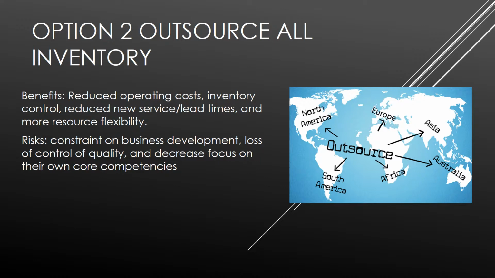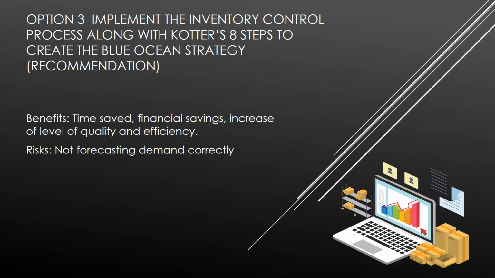Option 3. Implement the inventory control process along with Kotter's 8 steps to create the blue ocean strategy. The final possible solution offered to Sandstone Creations includes implementing the inventory control process and strategy. The benefits of this option include time saved, a minimum of 3 months of waiting for inventory to come in, and 36 hours reduced in a week from the new inventory control process, leading towards finances saved.